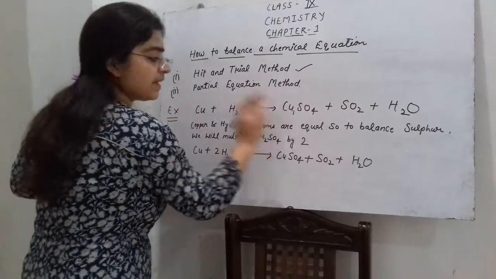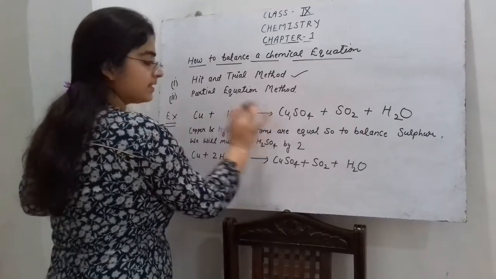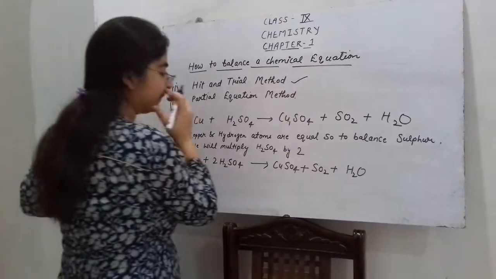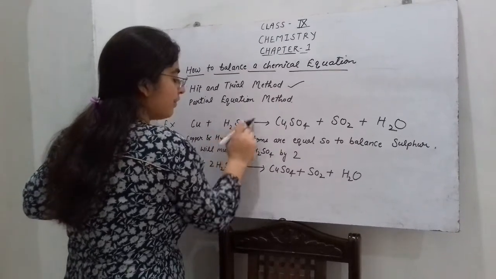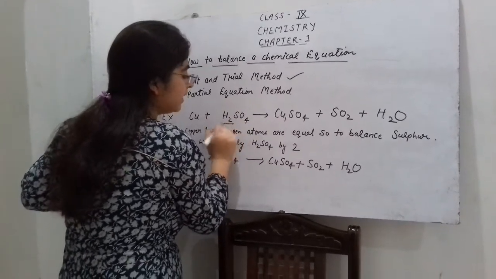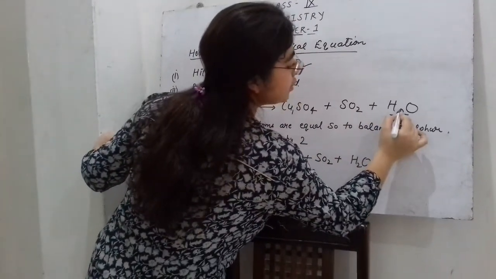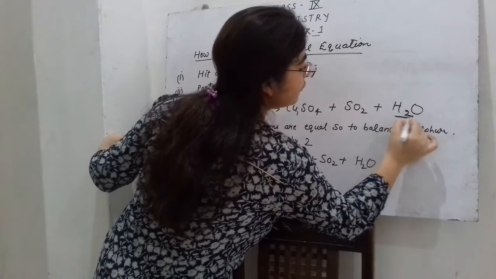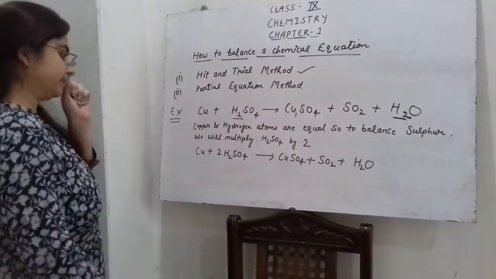So here copper is balanced. Both are having one in the reactant side, 1 atom is there, and in the product side also 1 atom is there. You can see now hydrogen. 2 atoms of hydrogen are there in the reactant side and in the product side also 2 atoms. This 2 is representing 2 atoms of hydrogen. So hydrogen is also balanced here.